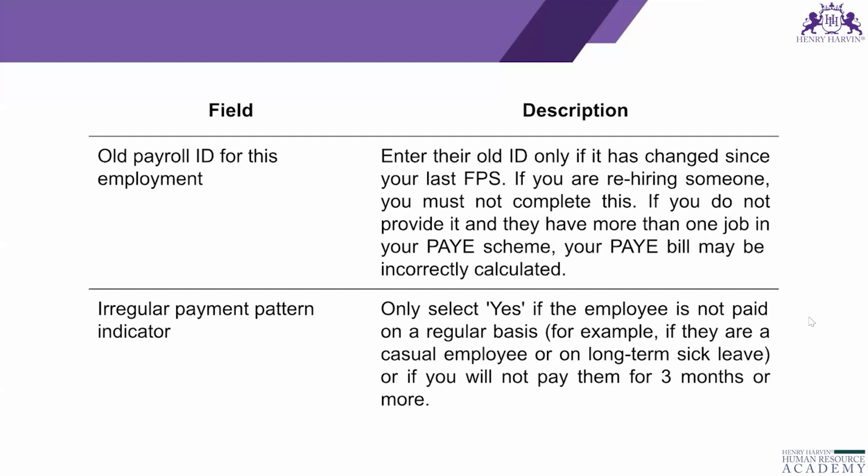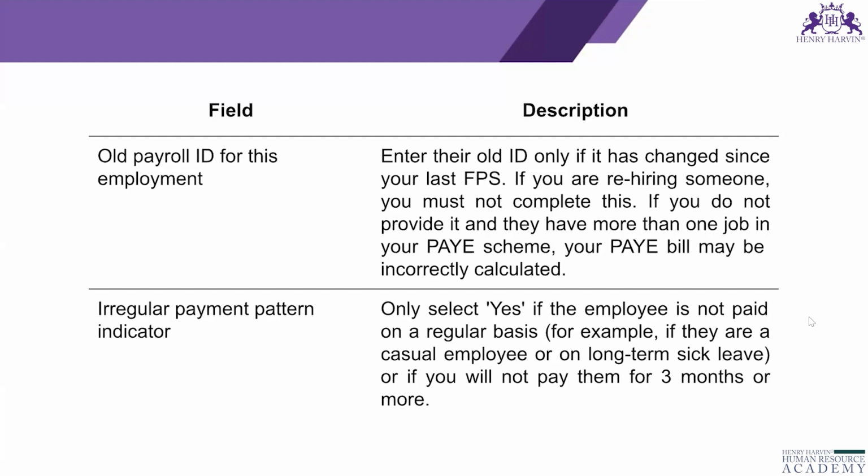Now, irregular payment pattern indicator. Yesterday we were discussing it. Irregular payment pattern indicator is ticked when you are not paying a normal salary to the employee every month. It could be some differences, or you are not paying this employee for a longer period, like if the employee is on long-term sickness, which is a common situation. So only select yes if the employee is not paid on a regular basis, for example, if they are a casual employee or on long-term sick leave.